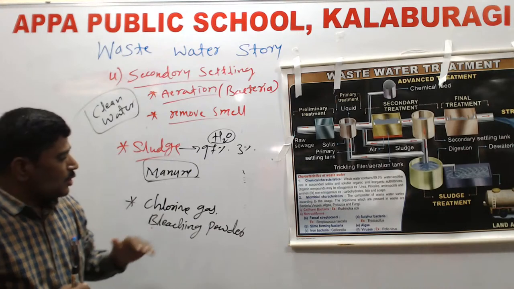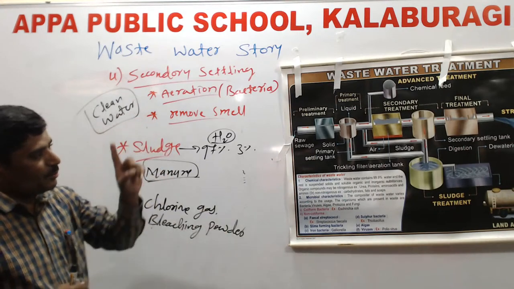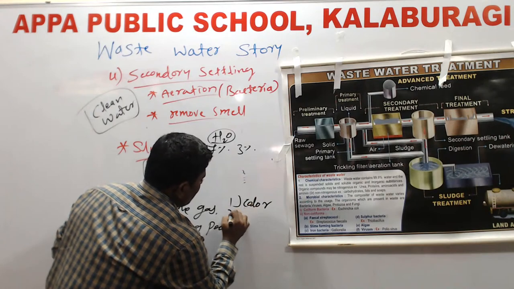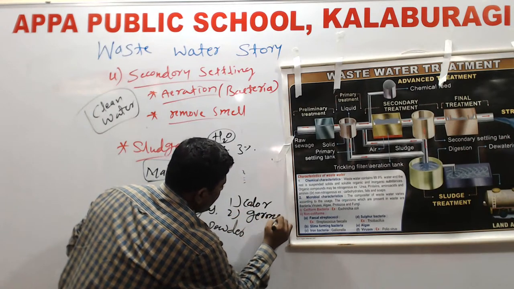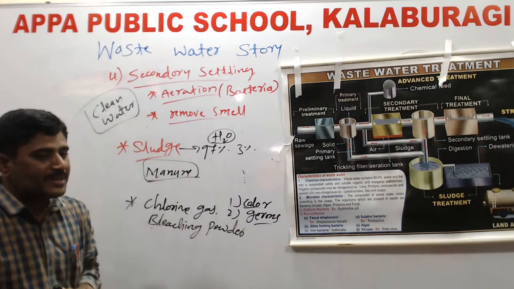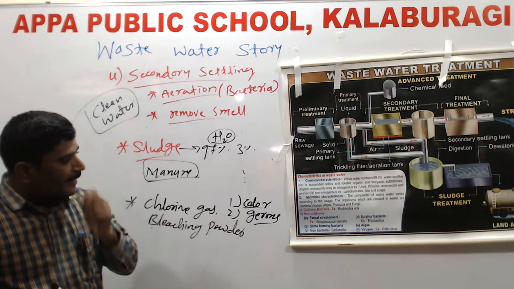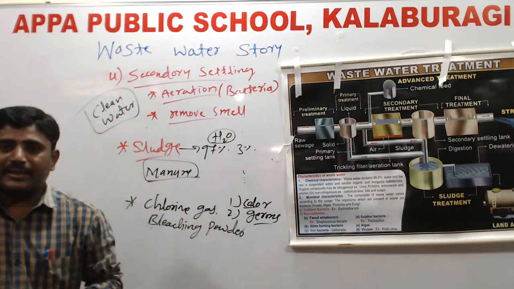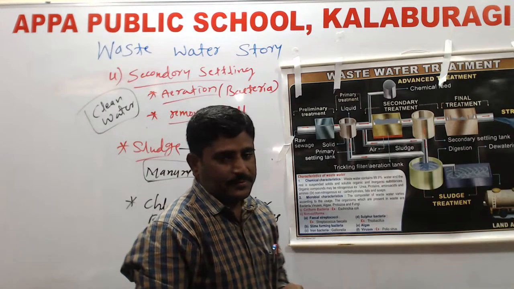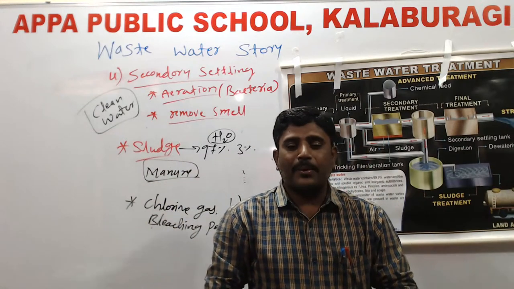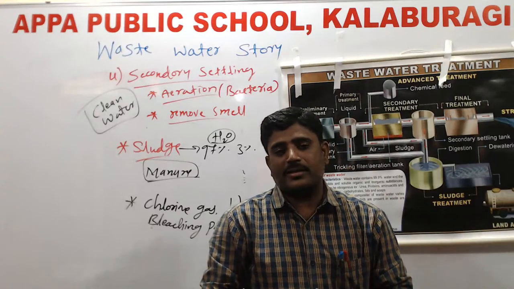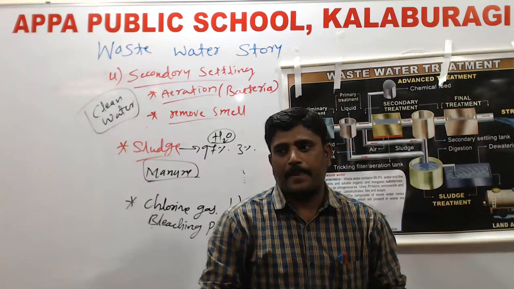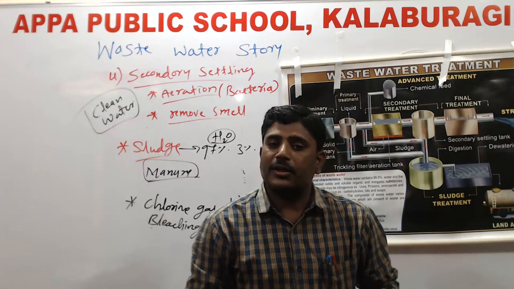Yes, my dear friends, to remove the color. First point, to remove the color of the water. Next, to kill the germs. Germs means harmful microorganisms. As soon as the final treatment is completed, that water is ready for use. You can use it, but you should not drink it. Still some germs and some waste will be there, but you can use it for agriculture purposes, no problem.